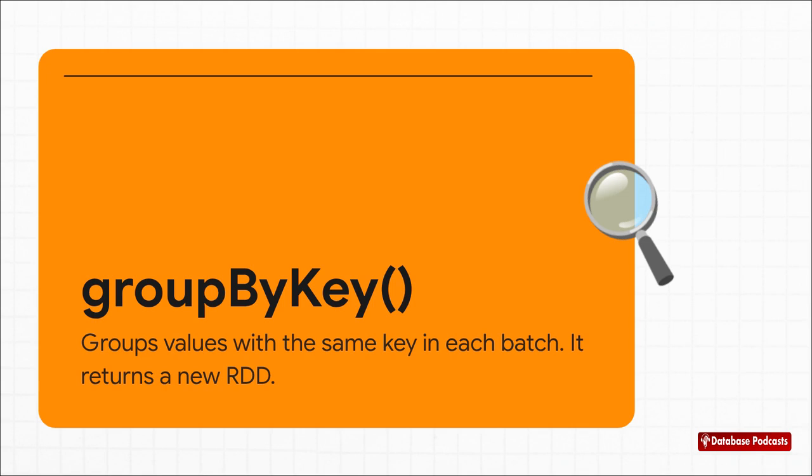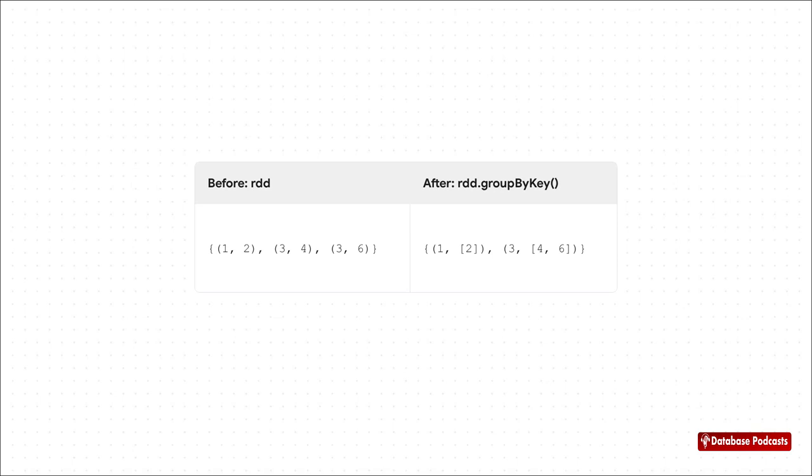It does exactly what it sounds like. It zips through your entire distributed dataset, finds every value tied to a unique key, and bundles them all up together into a new collection. And this example right here shows it perfectly.